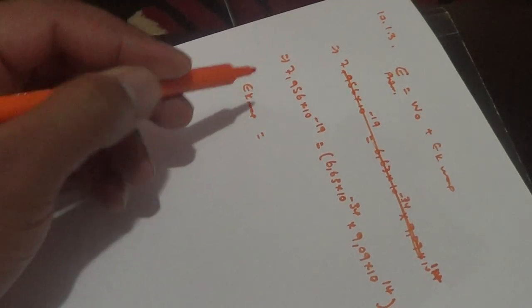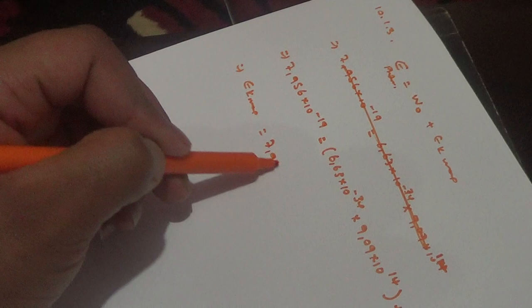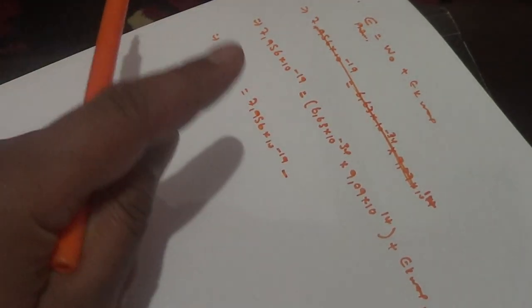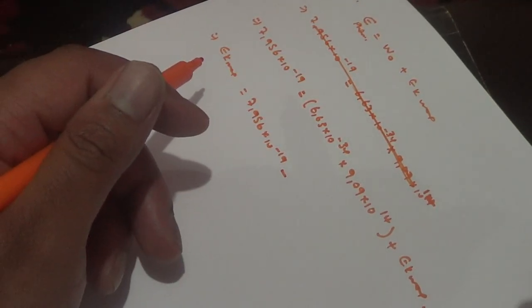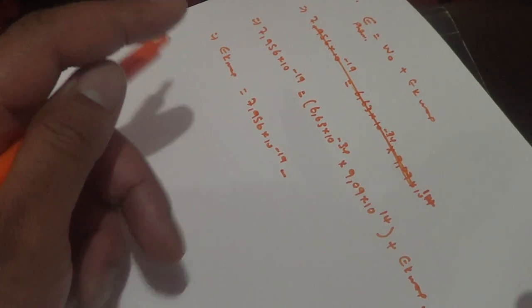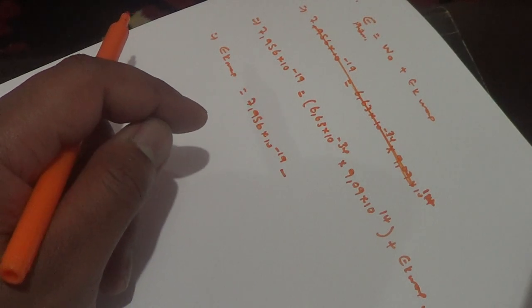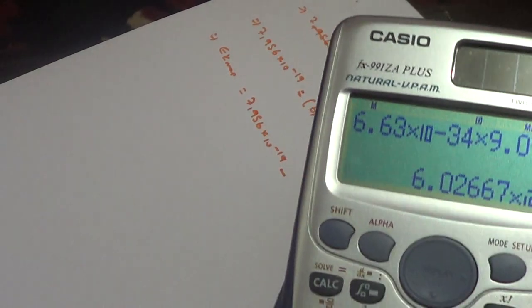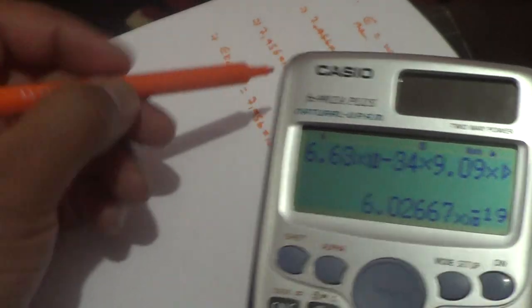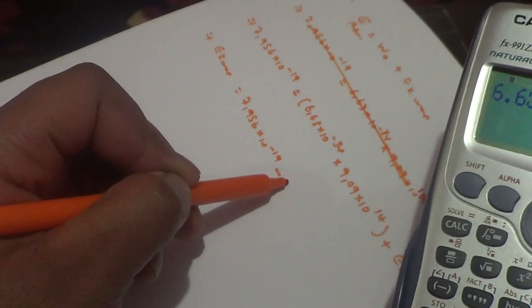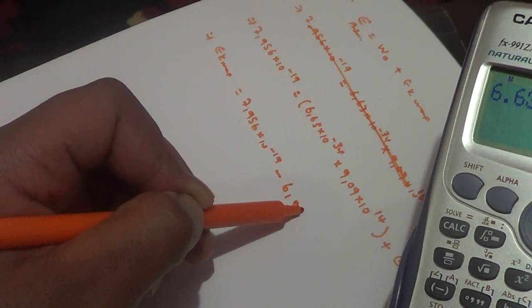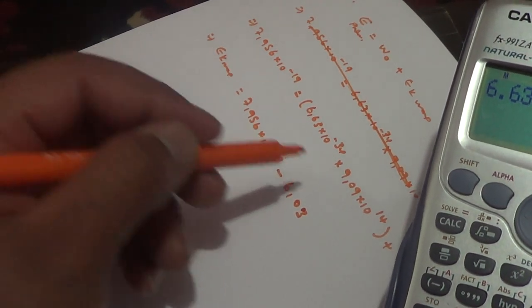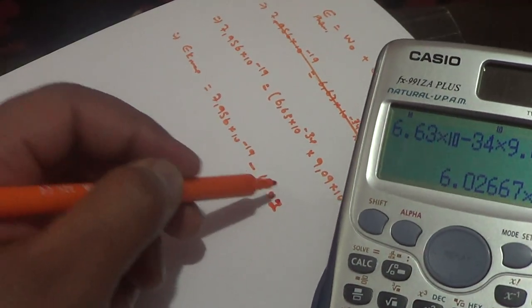Ek max is going to be equal to 7.956 times 10 to the minus 19 minus, let's see what that is. So this is 6.63 times 10 to the minus 34 times 9.09 times 10 to the 14. So this one is actually small indeed. Okay, this is good, because 7 is bigger than 6. So this is 6.03. Let's just say 2. Let's not round off too soon.